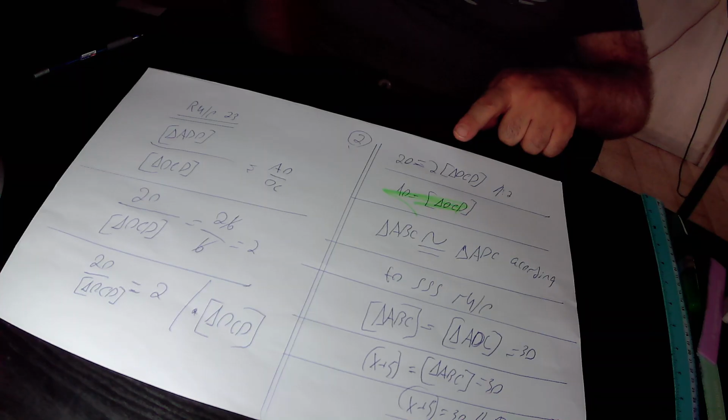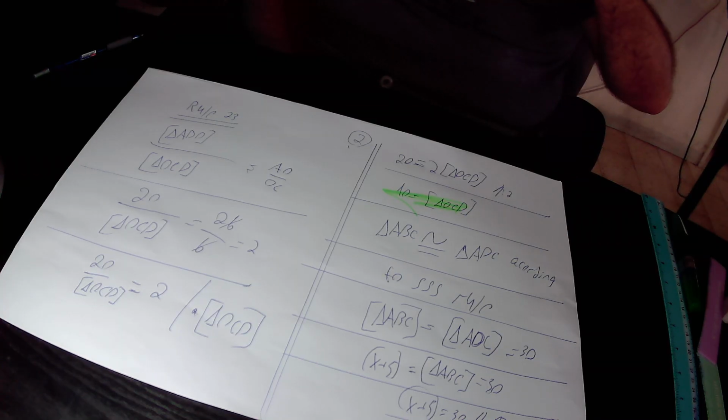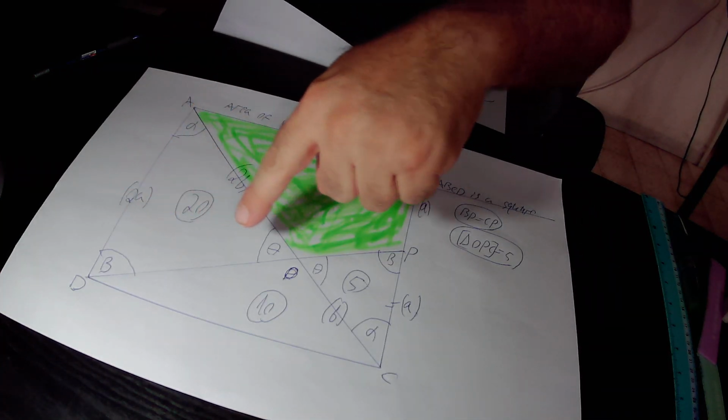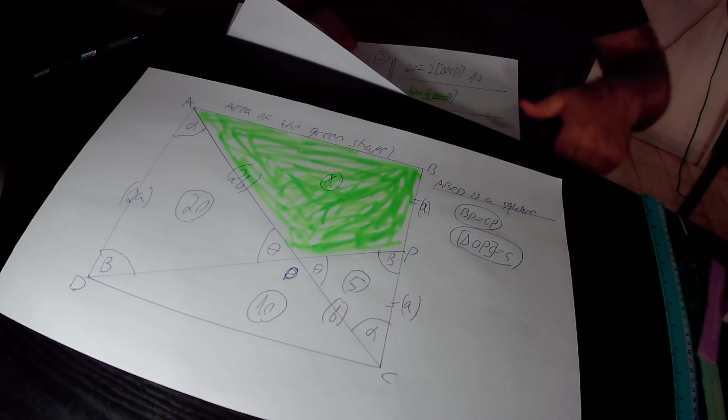If we divide this equation by 2, we find that the area of triangle OCD is equal to 20 over 2, that is 10. This is triangle OCD, and the area of this triangle OCD is equal to 10 square units.